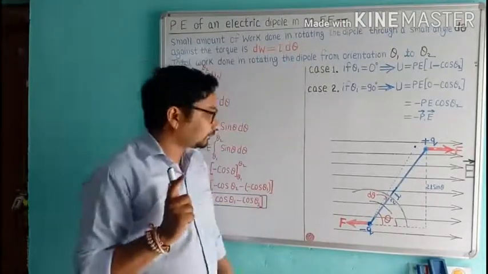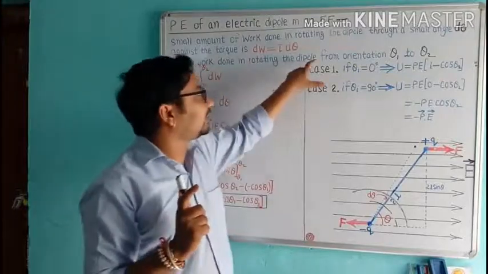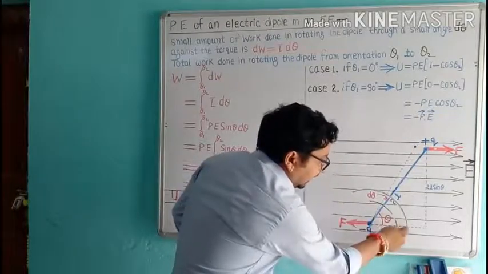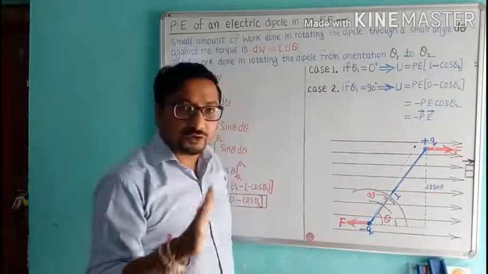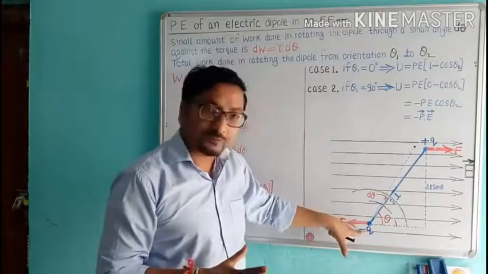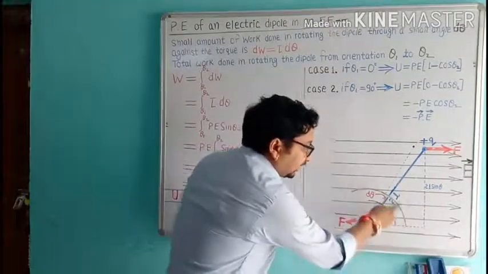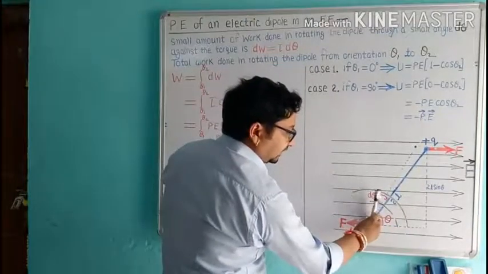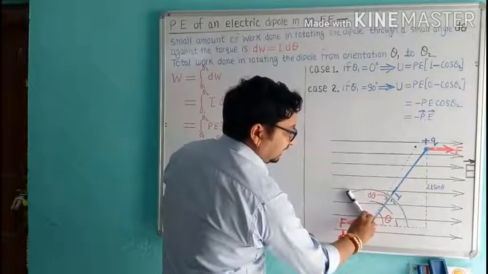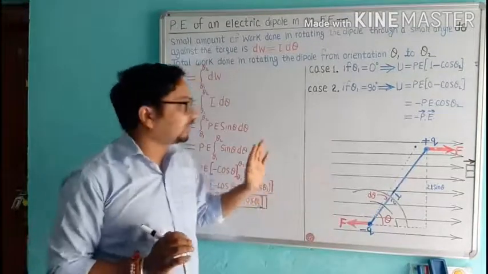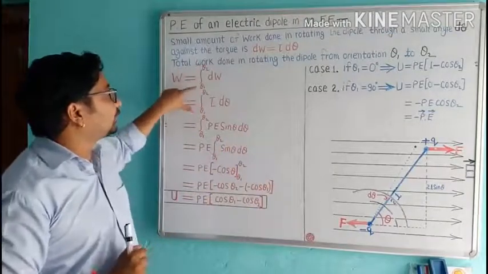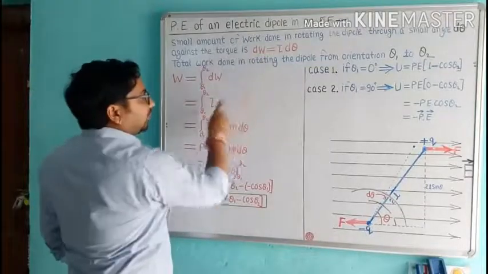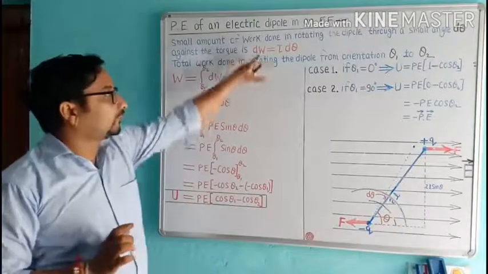Now the total work done in rotating the dipole from orientation theta 1 to theta 2. If this angle is theta 1 and this angle is theta 2, and we want to rotate the electric dipole from theta 1 to theta 2, then the total work done will be W is equal to the integration from theta 1 to theta 2 of dW. Now dW is equal to tau d theta.